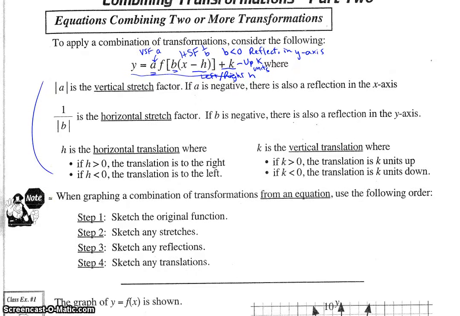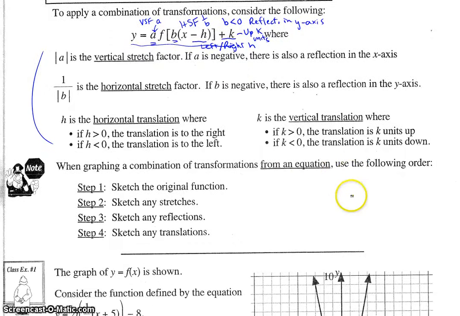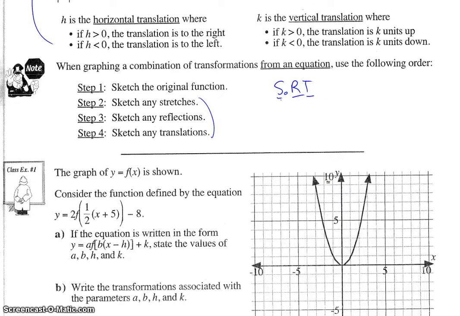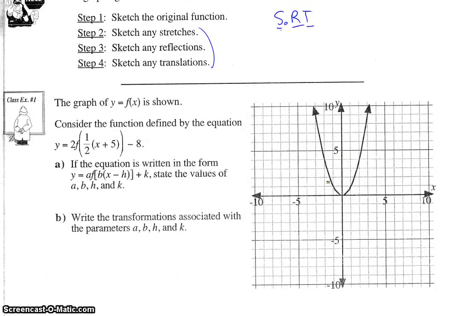When you go to graph transformations from an equation, you want to use the following order: stretch, reflect, translate. So just think of the word sorted out to remember that order. Stretch, reflect, translate. Okay, so let's put this all together to do example 1.